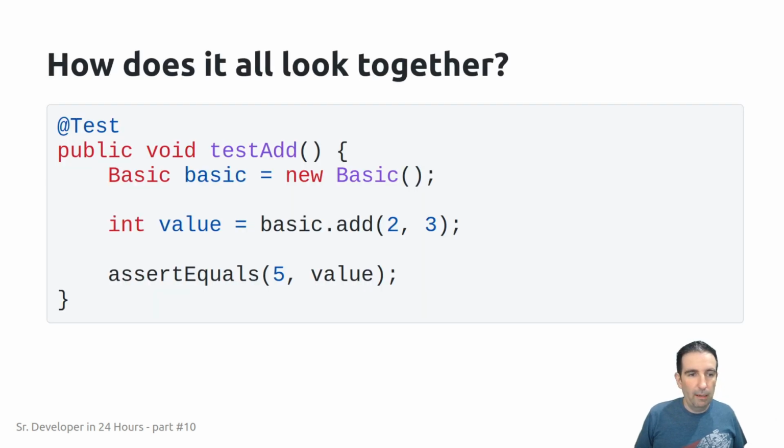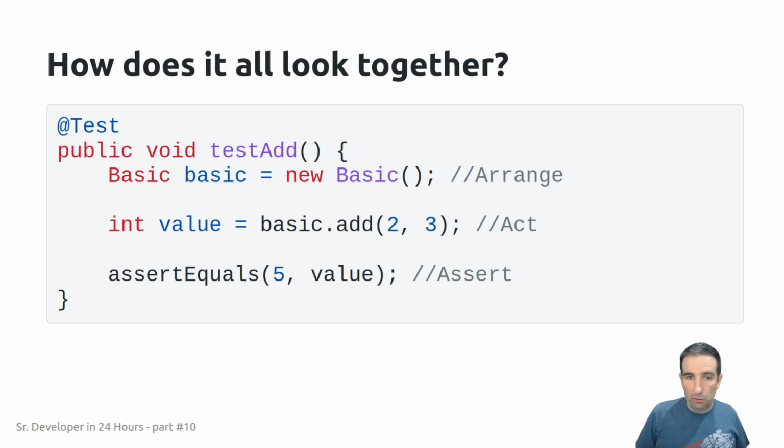All right, how does it all look together? A very simple example would look something like this. In the first line, we have the arrange, where we're setting up our system under test. In this case, it is an object created from a class called basic. Second section, we are acting upon it. We're calling a method in our system under test. And in the last section, we are asserting that we got the right value.